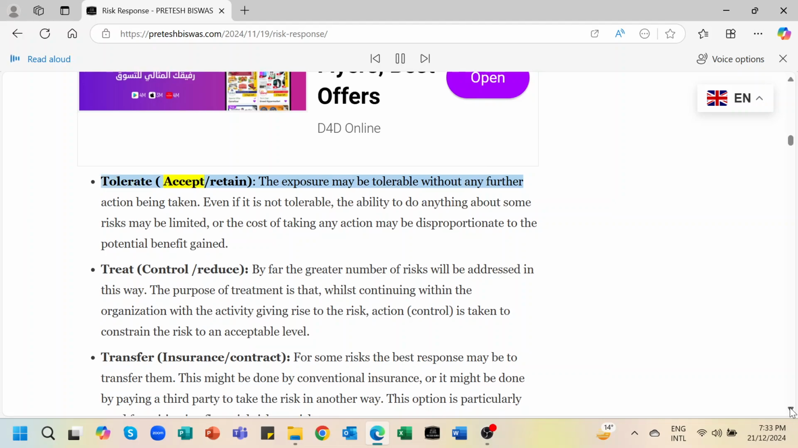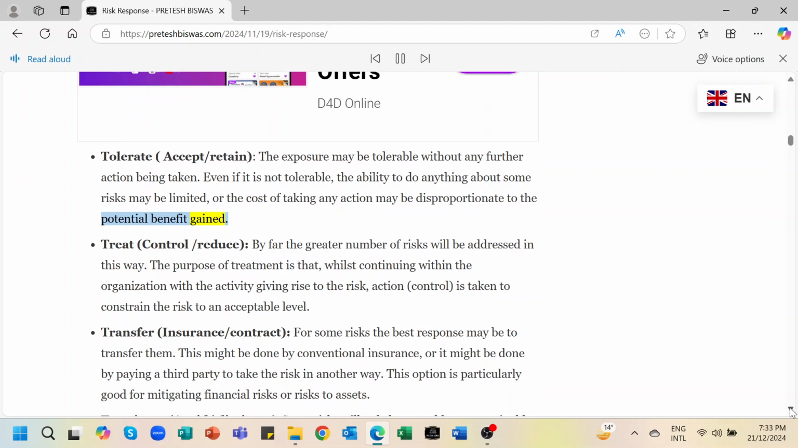Tolerate, accept/retain. The exposure may be tolerable without any further action being taken. Even if it is not tolerable, the ability to do anything about some risks may be limited, or the cost of taking any action may be disproportionate to the potential benefit gained.